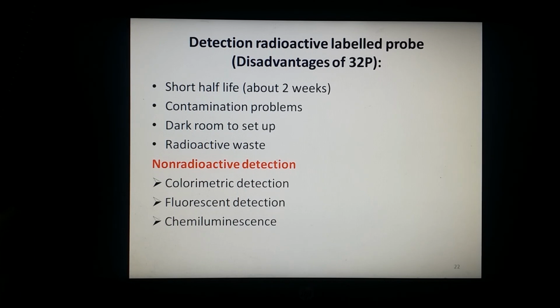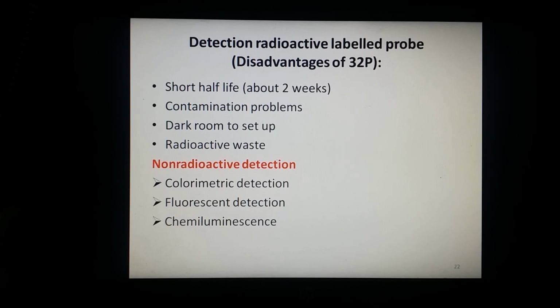So what are the disadvantages of P32, meaning detection with the radioactive labeled probe? The first disadvantage is that it has a short half-life of about 2 weeks, which means that the probes must be used immediately, and the labeling reagent cannot be stored for a long period of time. The second is contamination problems. In the lab other experiments are also being performed, but for this purpose all the materials and equipment must be dedicated only to the radioactive work. So regular lab-wide testing for contamination is required in this technique.